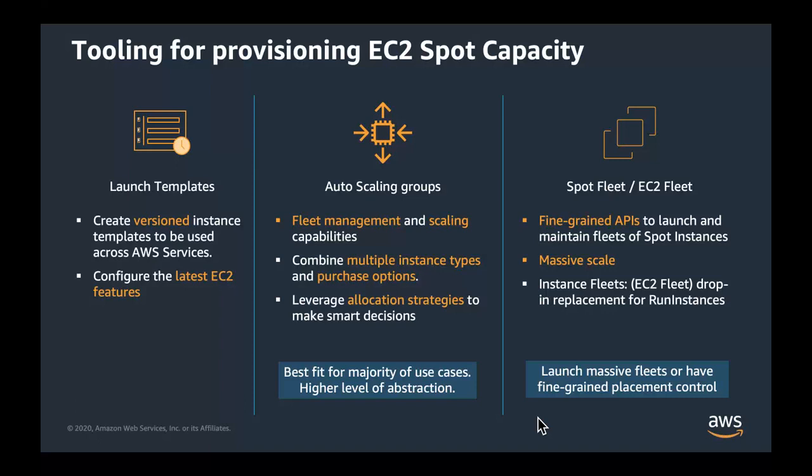And then to make your application fault tolerant and scalable, you use something like Auto Scaling Group. And then we have something called Spot Fleet and EC2 Fleet, which are other ways of getting compute capacity with fine-grained control and with massive scale at a very fast rate. For simplicity today, we'll discuss Auto Scaling Group and Spot, and we'll see how we can scale massively and how we can handle interruptions.